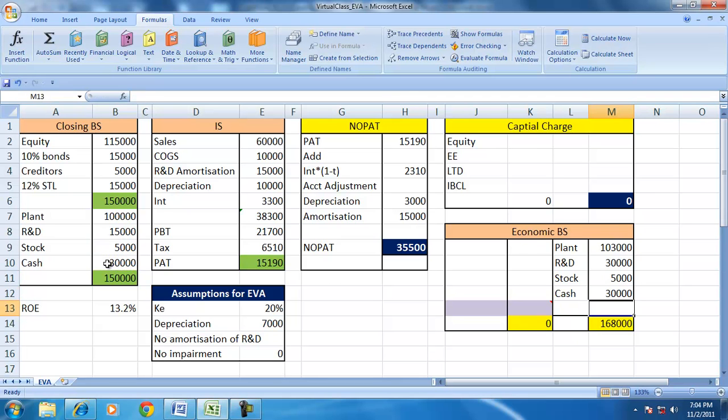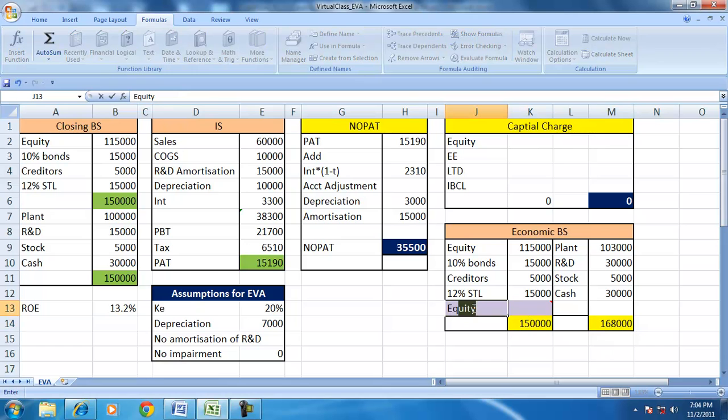So the total of the adjusted balance sheet, or economic balance sheet, is 168, whereas the accounting balance sheet is 150. The sources on the balance sheet are equity, the long-term bonds, creditors, and the short-term liabilities, 15,000. So the balance sheet is not tallying. The balancing figure is called equity equivalent.